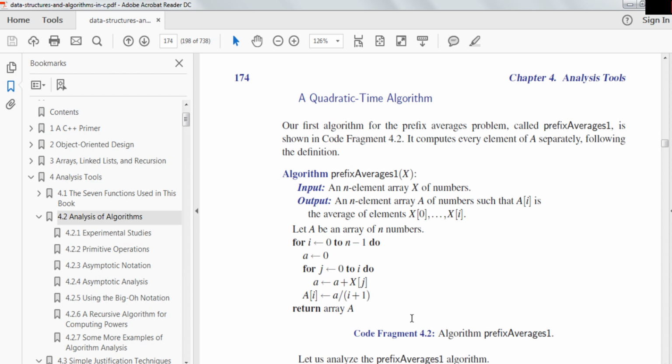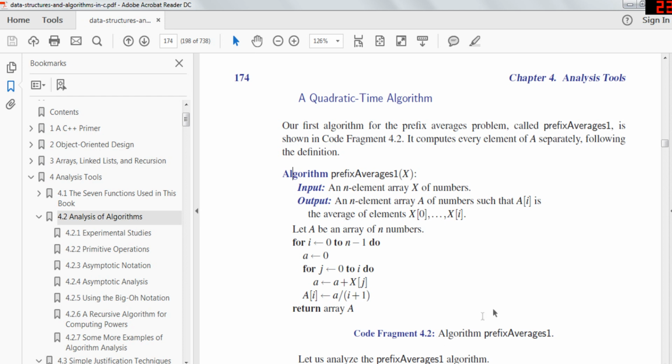Your first algorithm for the prefix average problem, call it prefix averages 1, is shown in the code. It computes every element of A separately, following the definition. So here's how it does it. Given an input array X of numbers, it outputs an array A of numbers such that A of i is the average of the elements. They're going to loop through it, add up all the values, then divide by the total number of values, and then return A.